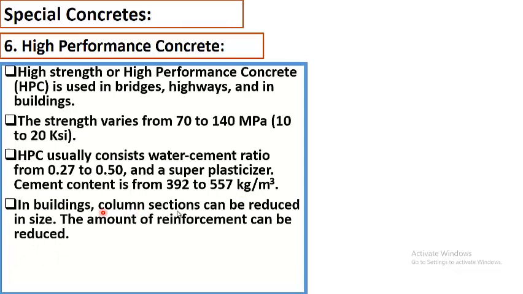In buildings, column sections can be reduced in size. The amount of reinforcement can be reduced. That is, if you are using a high performance concrete having a water cement ratio within the range of 0.27 to 0.50 and a superplasticizer is used in this range, the sizes of the columns can be reduced, and the reinforcement can also be reduced.